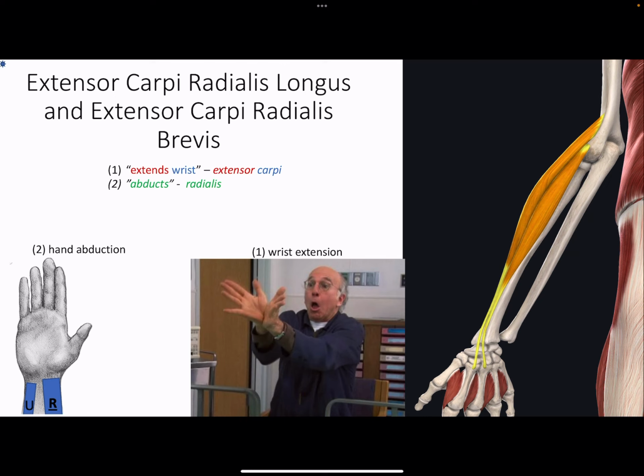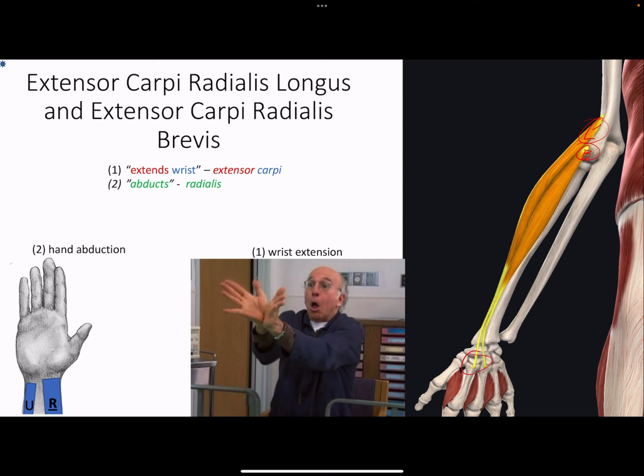Next, the extensor carpi radialis longus and brevis. Which one is which? Well, you tell me. This one goes all the way up here. And this next one goes down here. Well, the one that goes further is L for longus. The other one is B for brevis, the short one. Both of these go to the radial side of the wrist.